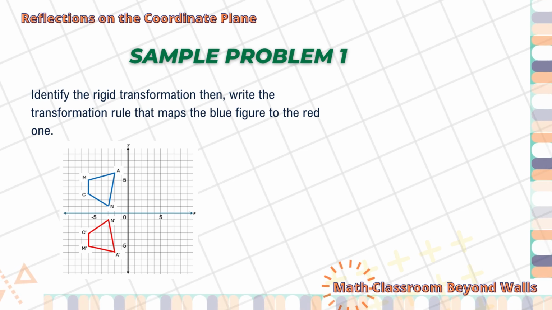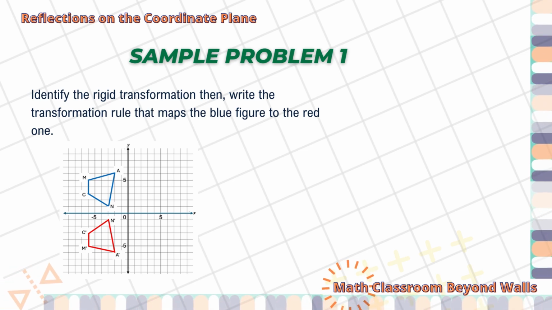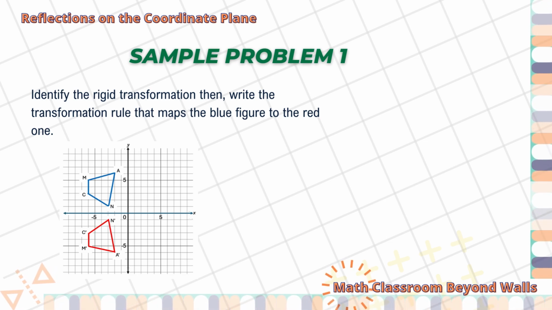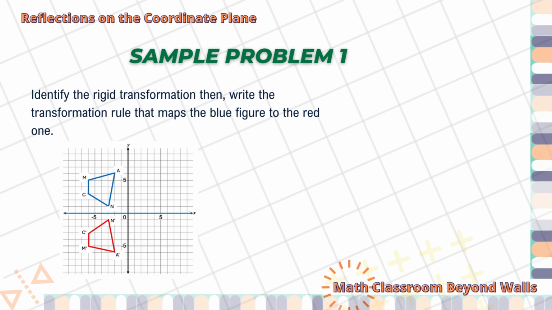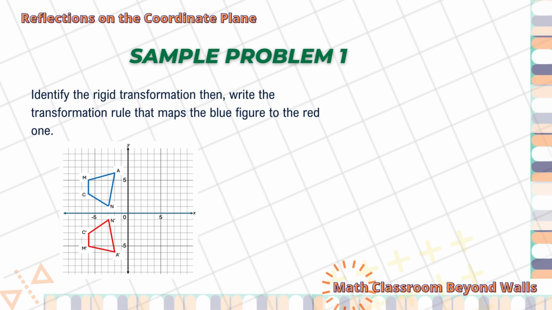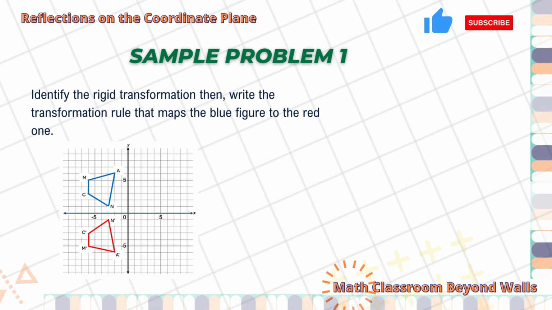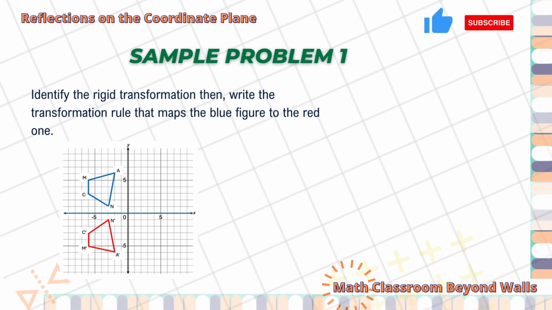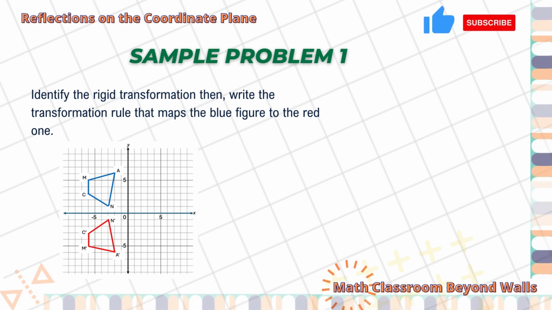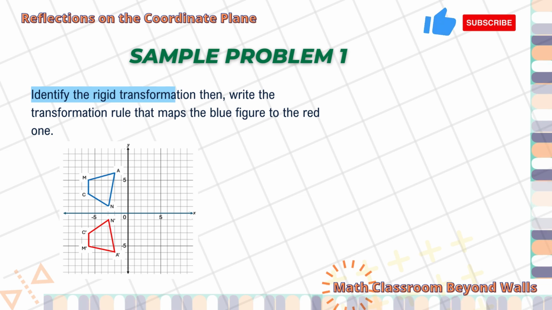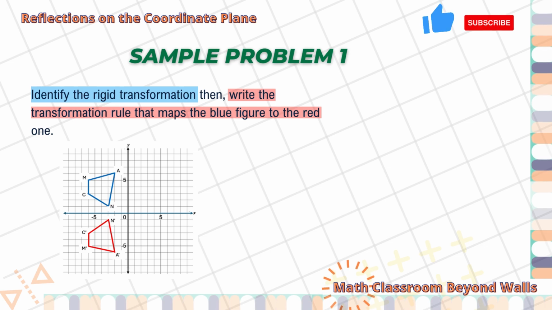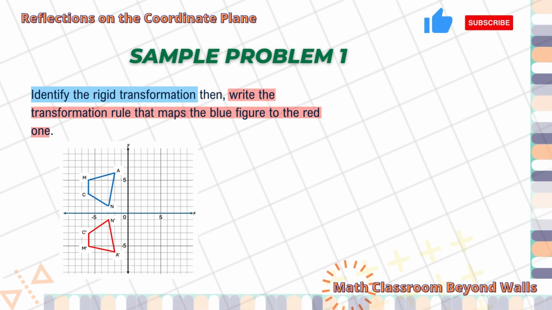We begin by reading the whole problem and may read it several times when needed to know what we are looking for, to determine what are given, and to figure out how the given information help find what we are looking for. What are we looking for here, learners? There are two things that we're looking for here. First, we have to identify the rigid transformation. Second, we are to write the transformation rule that maps the blue figure to the red one.